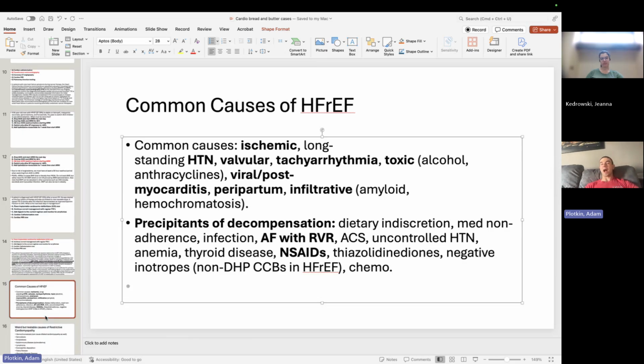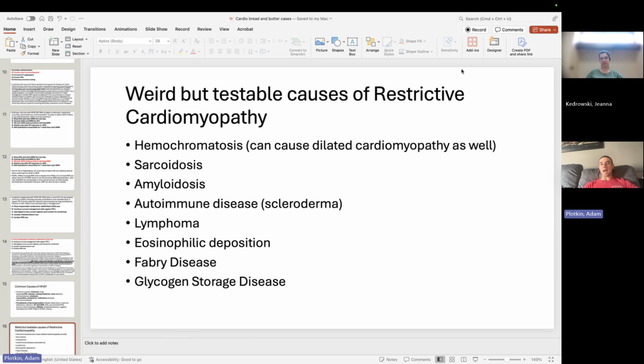Keep these in the back of your mind, because they'll often ask you on a question, what was the most likely cause of this patient's heart failure? If you read the vignette and you're familiar with some of these common causes, you can pretty much reason through what caused it. And then some of the weird testable causes of restrictive cardiomyopathy. Restrictive cardiomyopathy classically causes more of a HFpEF type picture.